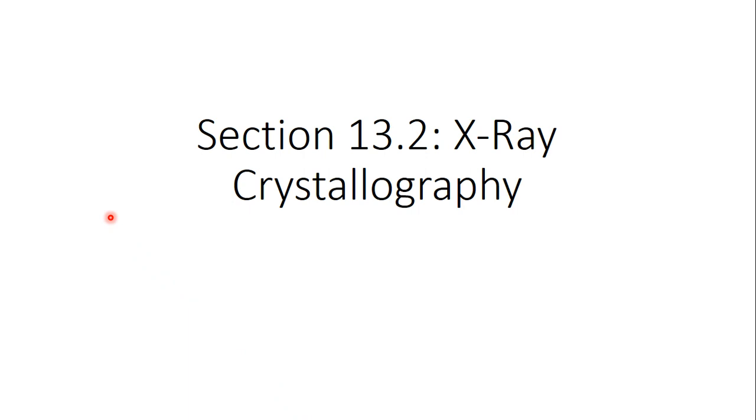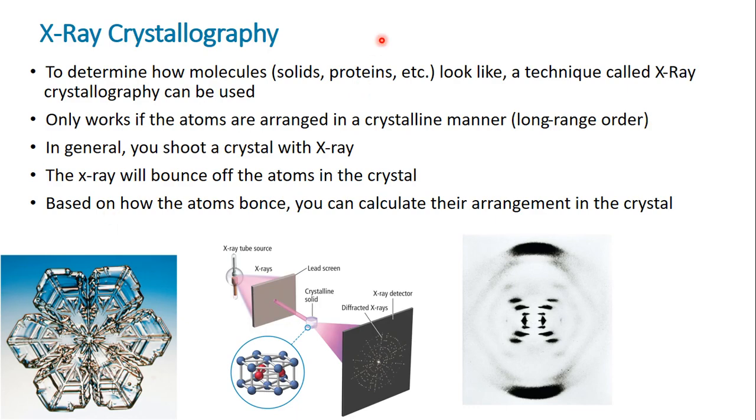In this video, we're going to look at X-ray crystallography. Now, let's imagine that you have a solid in front of you and you want to know how the atoms are arranged in that solid. What can you do? Well, there's an experimental technique that you can use that is called X-ray crystallography. And this is how scientists determine, in a solid, in proteins, how the atoms or molecules are actually arranged.